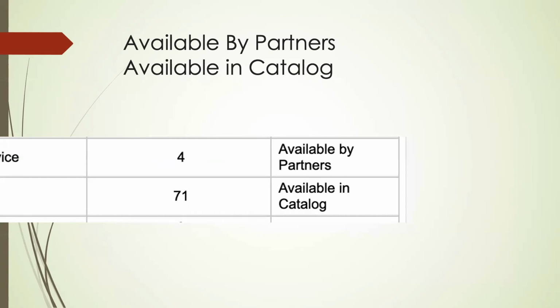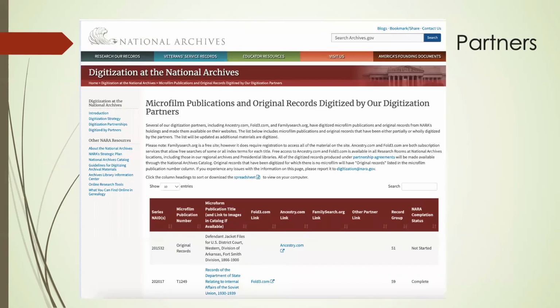If you remember, looking at the listing, in the far right-hand column, there were the words available by partners and available by catalog. Now, to get to partners, normally I just go into the search block and type in partners, and this shows up. You can also go back to the Research Our Records screen, and the digitization list of partners is also available through that screen, but in my mind, it's easier just to type partners into the search block. This lists all of the series of records, microfilm publications and otherwise, that have been digitized by Ancestry, FamilySearch, or some other partner.